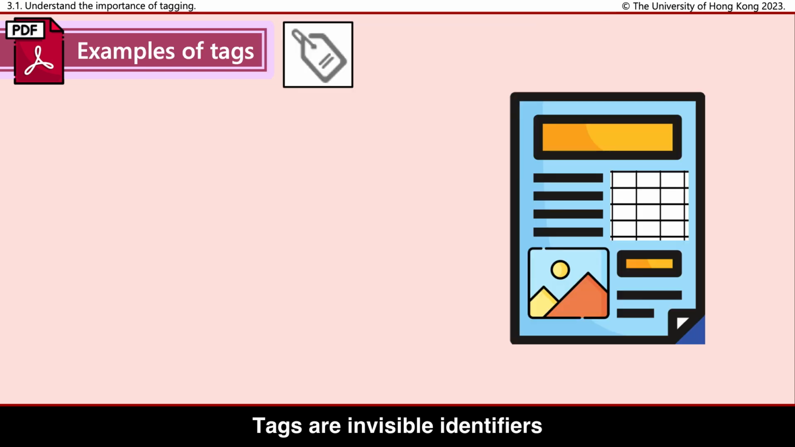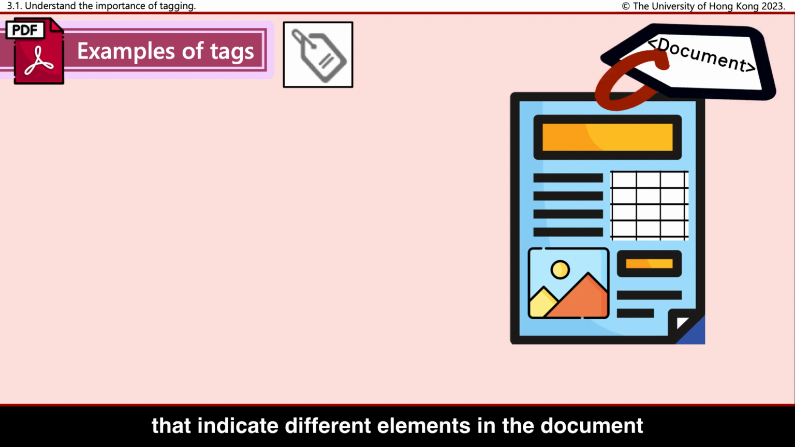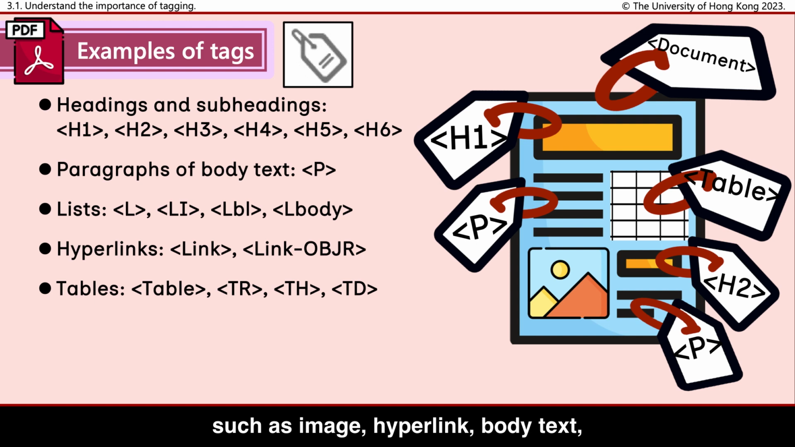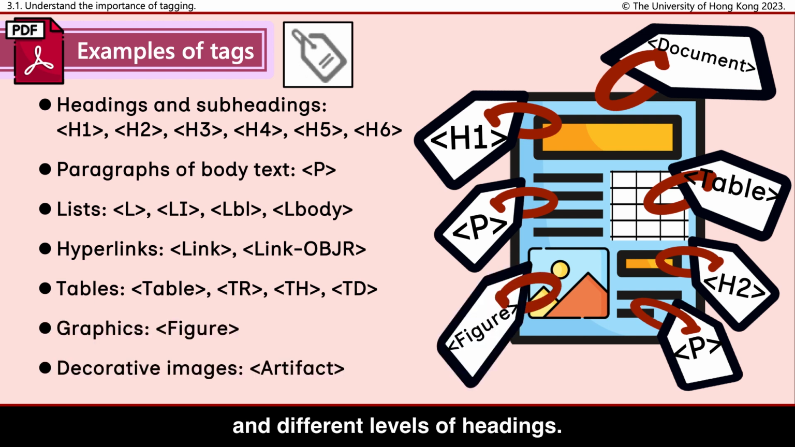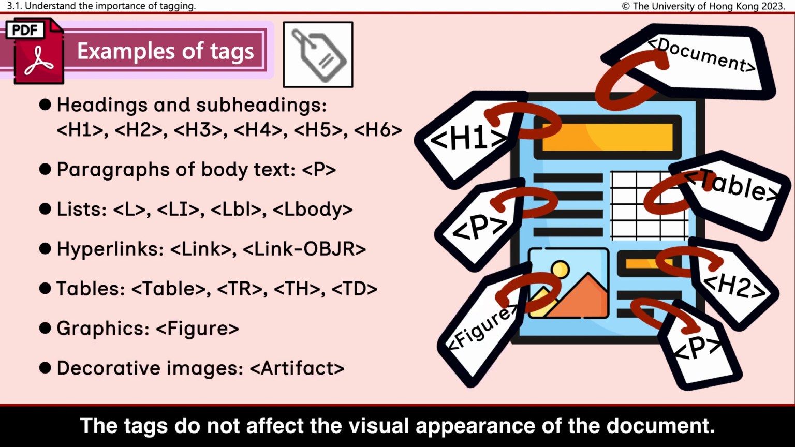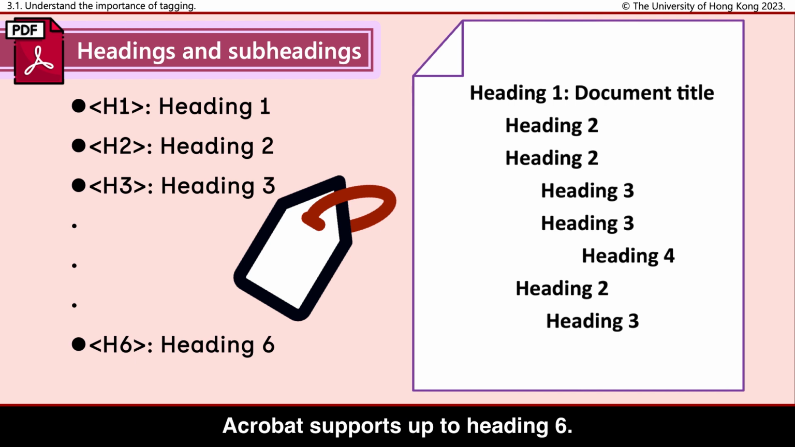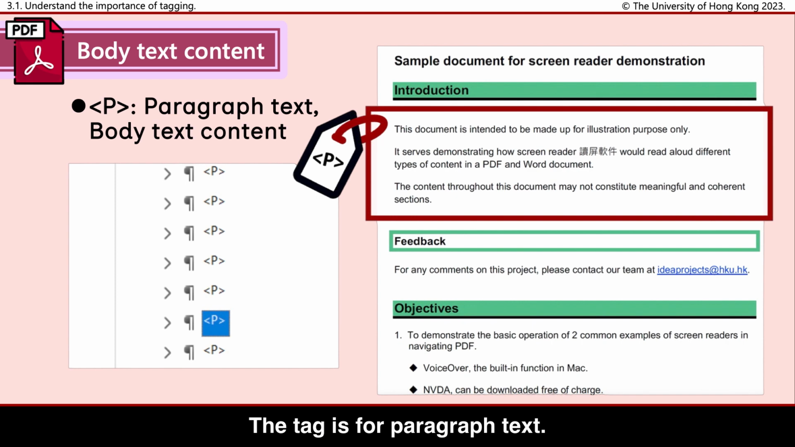Tags are invisible identifiers that indicate different elements in the document, such as image, hyperlink, body text, and different levels of headings. The tags do not affect the visual appearance of the document. Some tag types include heading tags for heading 1, for heading 2, and so on. Acrobat supports up to heading 6. The P tag is for paragraph text.